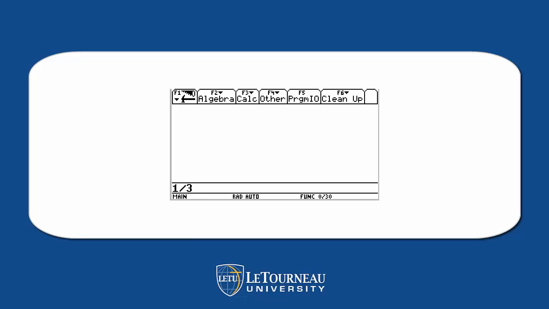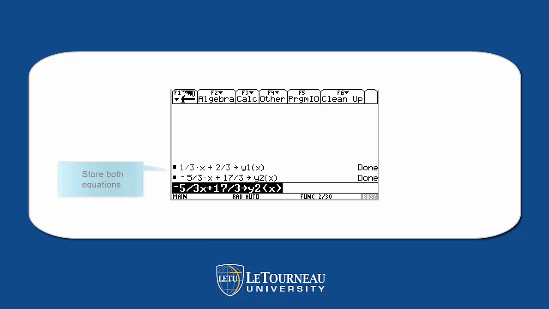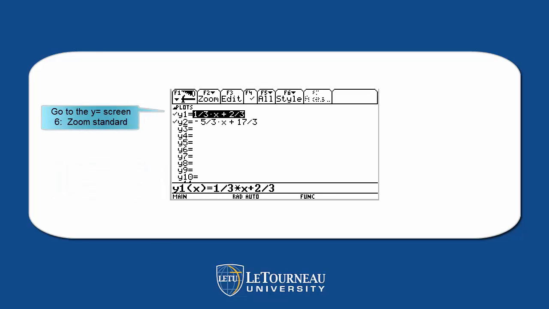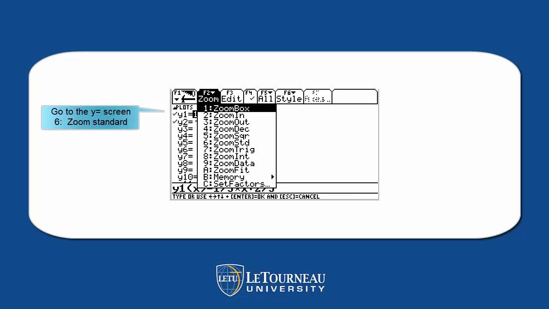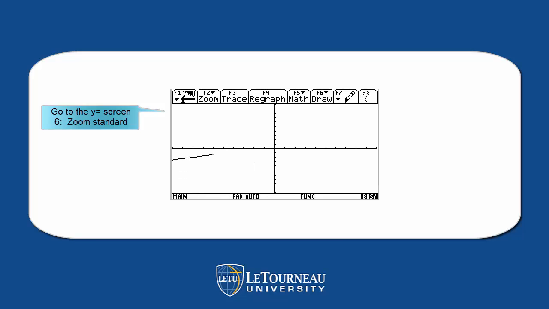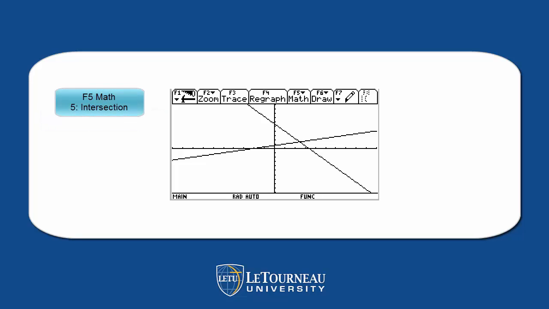Now, we go to the calculator and we're going to store both of those equations. We now have both of them stored. Then we're going to go to the graphing part, the y equals, and we're going to do 6, zoom standard, so that we can see both things, and then we're going to look at how we find that point of intersection using our calculators. All right, there's our two lines. There's our point of intersection.